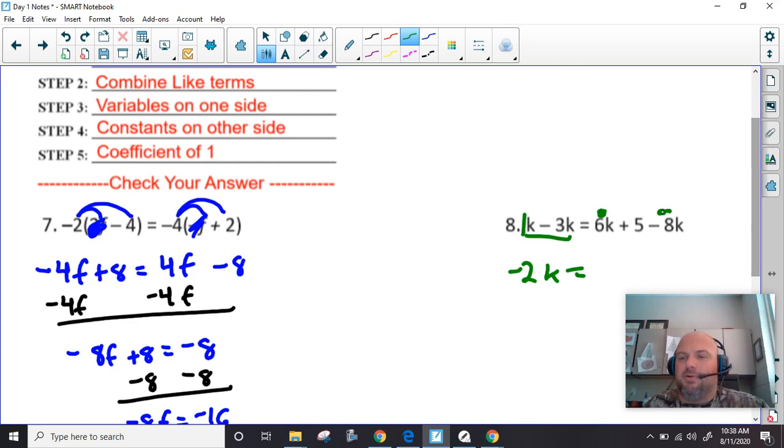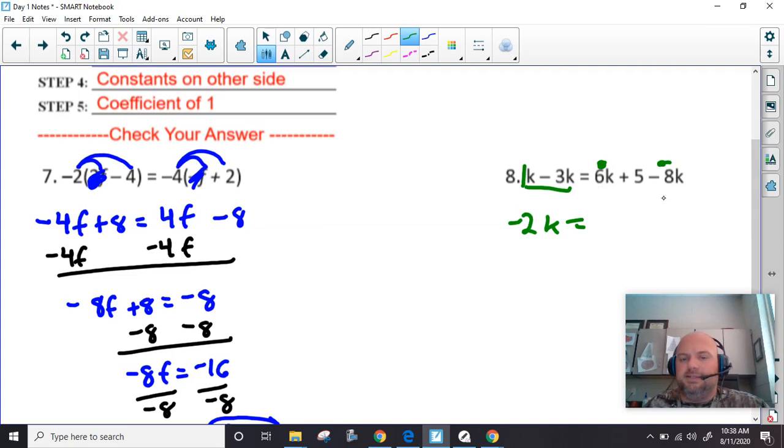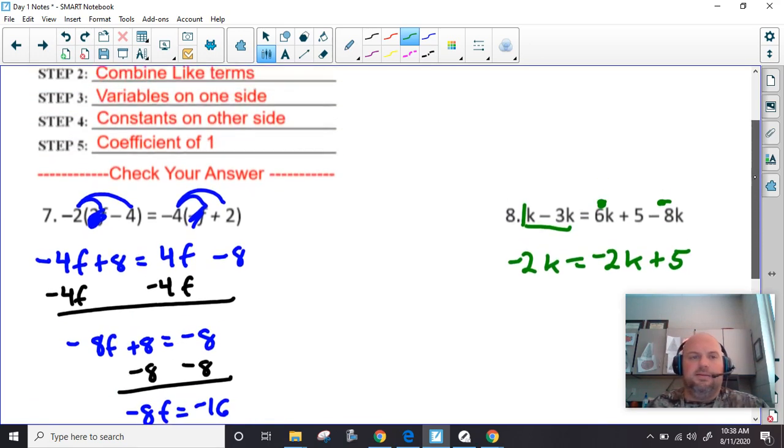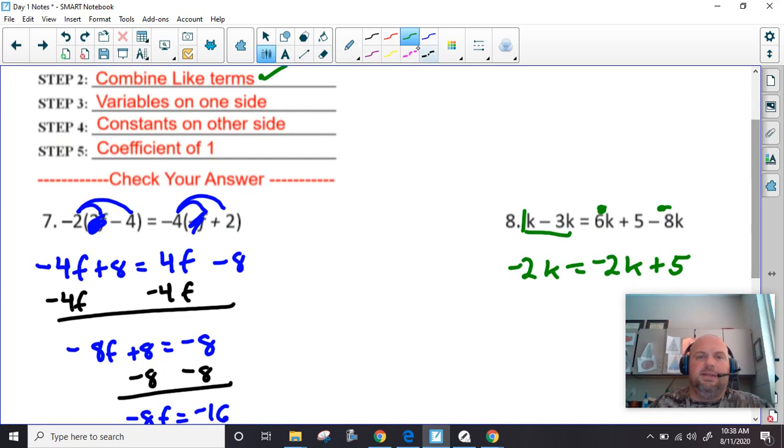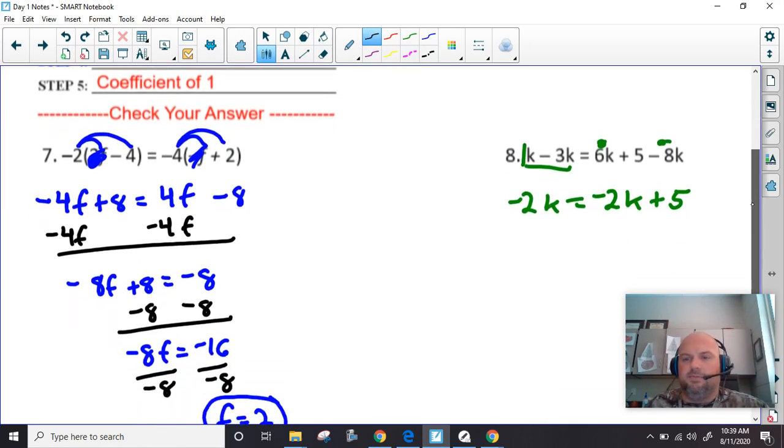Now this time I'm just going to mark them. I'm not going to write them together. 6 minus 8 is going to give me -2k and plus 5. Now I've combined like terms. Let's get my variables on one side. So again, we're going to move them to the left.